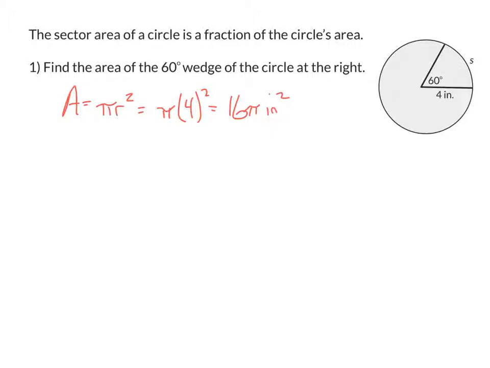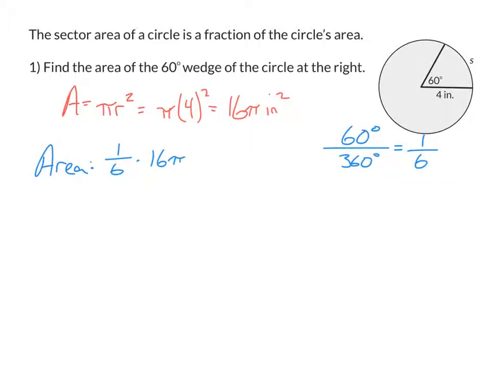To continue on here, I want to again figure out the fraction of the circle so I can figure out the fraction of the wedge that I'm using. And again, because it's 60 degrees out of a full circle, which is 360 degrees, I can simplify that fraction into 1/6. So this time, the area of this sector is 1/6 of, which means times, 16 pi.